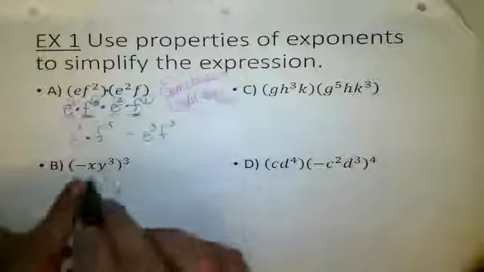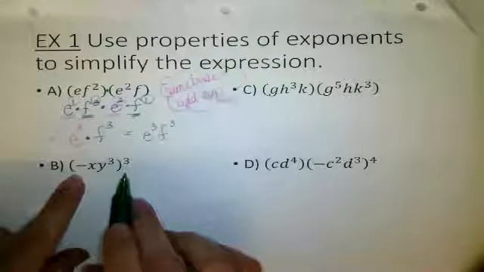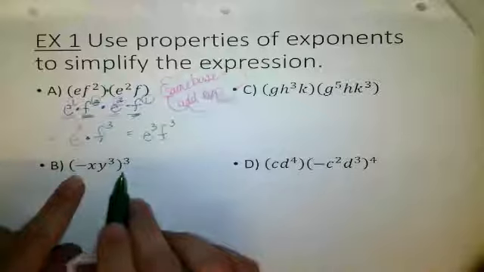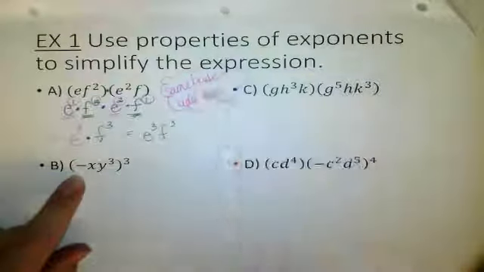I want to do letter B here. And what case is this? Is this the same base add exponents or something different?